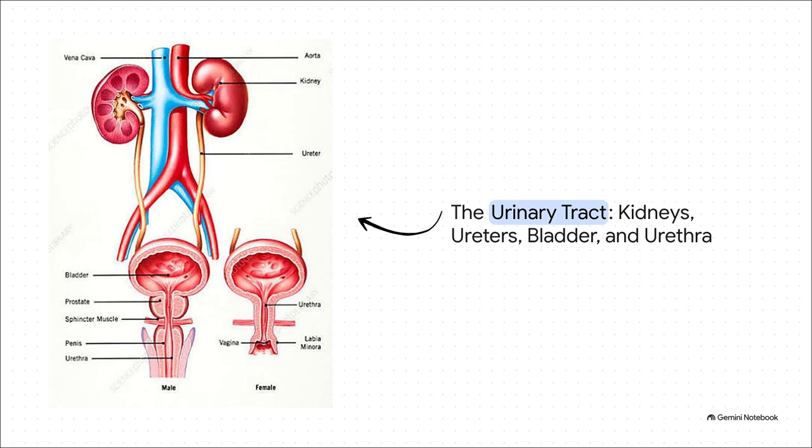For example, massive procedures like a PCNL or an ESWL happen way up high, in the kidneys and the upper ureters. Meanwhile, cystoscopies happen much lower down, in the urethra and the bladder. If the operative note doesn't pinpoint this exact location, honestly, your claim is dead on arrival.